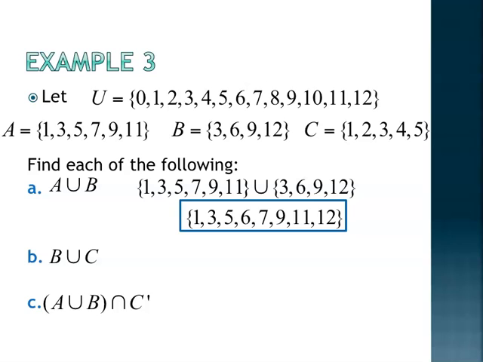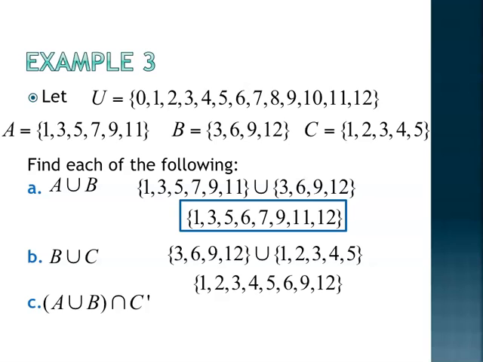All right, next we have B union C. So now we're going to take all the elements of B and all the elements of C, put them together. If there are any repeats, no need to write them a second time. So this would be 1, 2, 3, 4, 5, 6, 9, and 12.